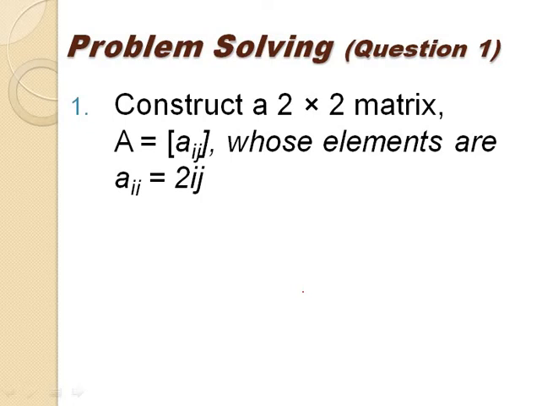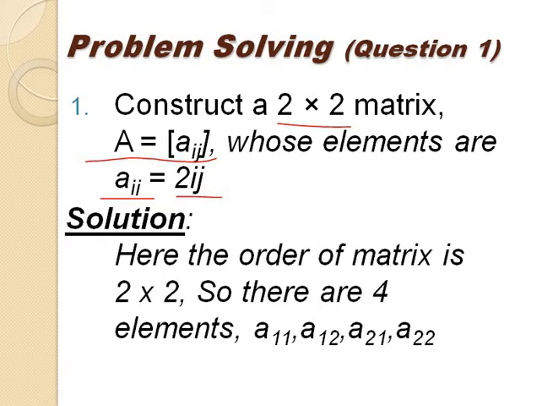Now let us solve some questions over here. The question is, construct a 2 into 2 matrix whose elements are aij equal to 2ij. That means the equation is given that the ijth element is equal to 2ij. So how will we find it? It is very simple. First you have to calculate how many elements there will be, and all the possible combinations in the matrix. The order of the matrix here is 2 into 2, that means 4 elements.